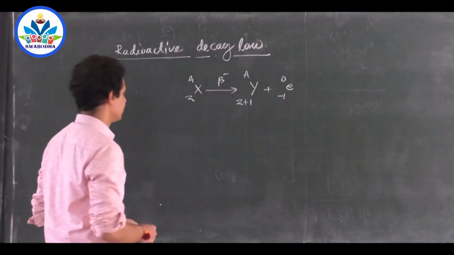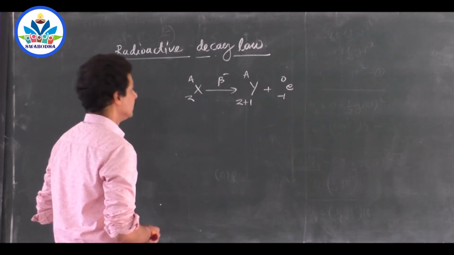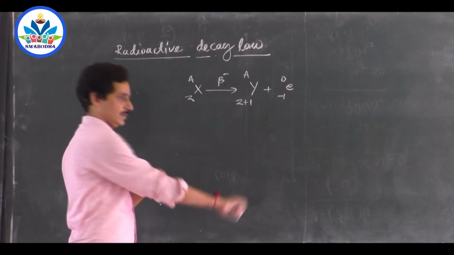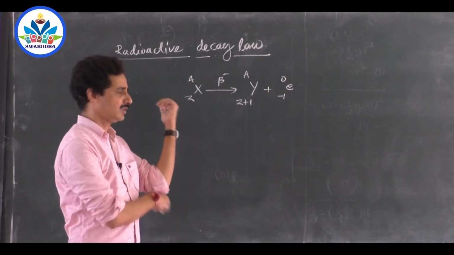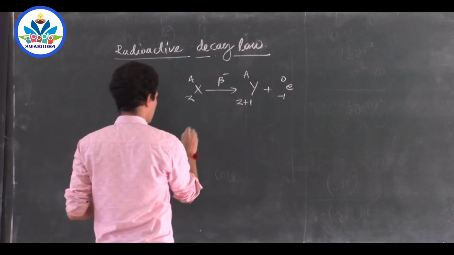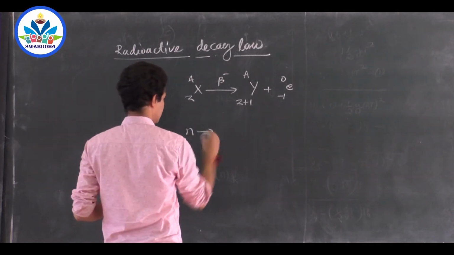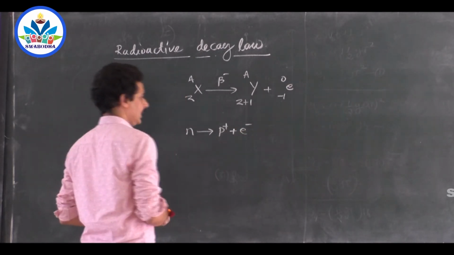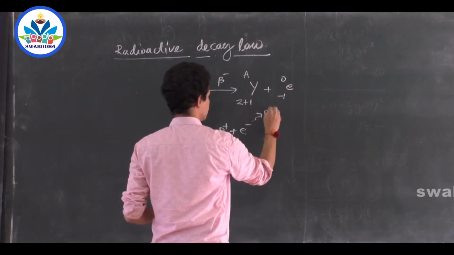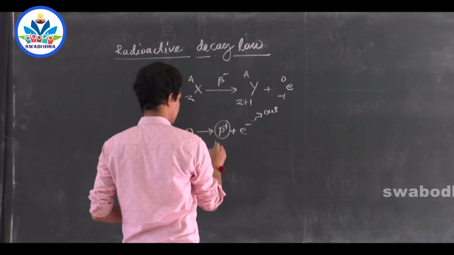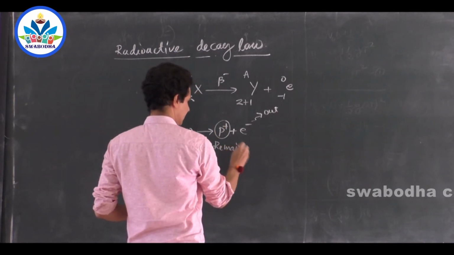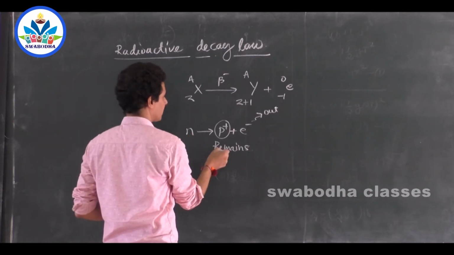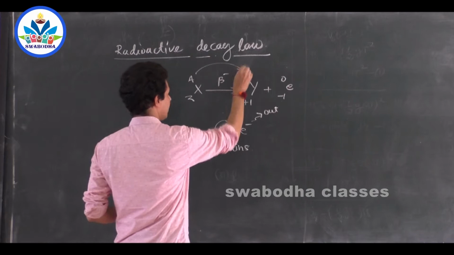Okay, so where are we now? Yeah, now how come electrons from the nucleus? During the process of radioactivity, inside the nucleus, a neutron gets converted into a proton and an electron. The electron comes out and the proton remains inside the nucleus. That is why we have lost one neutron, but we have gained one proton. That is why there is no change in the mass number.